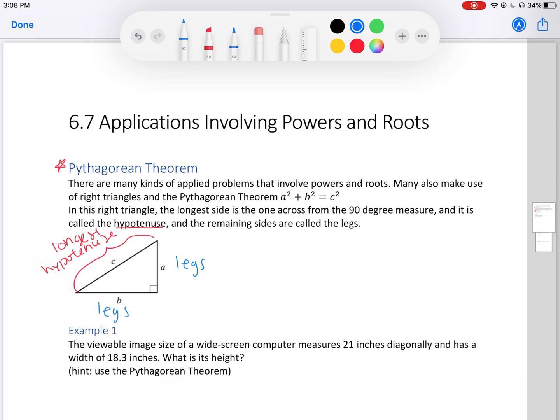Now, our equation is a squared plus b squared equals c squared. It doesn't matter which is which for these, they're just your legs. Because we're adding, order doesn't matter. However, c must be your longest side. So that's just something to keep in mind as you're setting up and working with this equation.